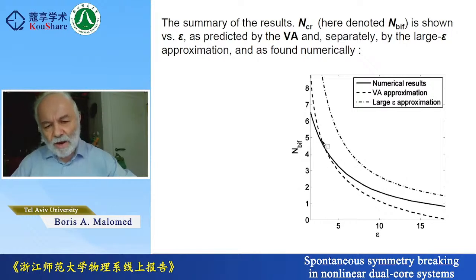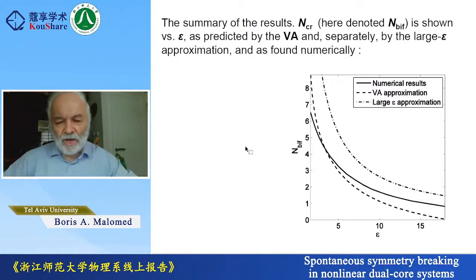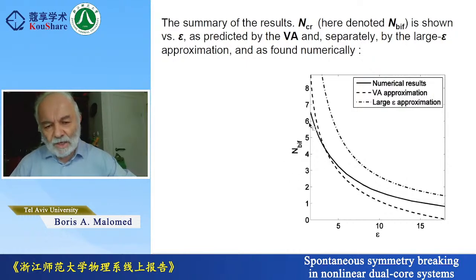Now, this is a numerically found dependence between n and epsilon, and this dashed curve, once again, shows the prediction provided by the variation approximation. So we see that, of course, they intersect only at one point, somewhere here at epsilon close to 2 maybe. Otherwise, there is some discrepancy. Sometimes the variation approximation predicts the critical value, which is larger than the numerical value, sometimes smaller, but overall it gives a correct qualitative picture.